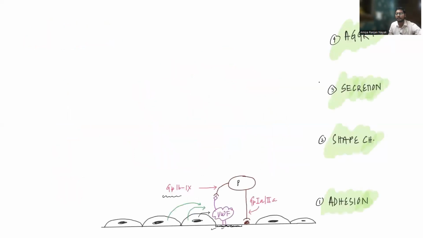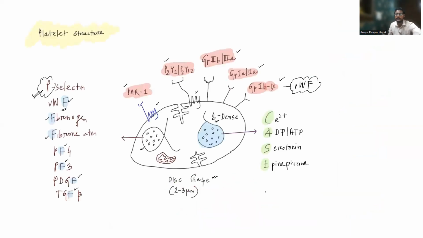Now platelets can also directly interact with the subendothelial collagen. It can directly interact with the subendothelial collagen with the help of another receptor, that is GP1A2A. Okay, so GP1A2A is for the subendothelial collagen.